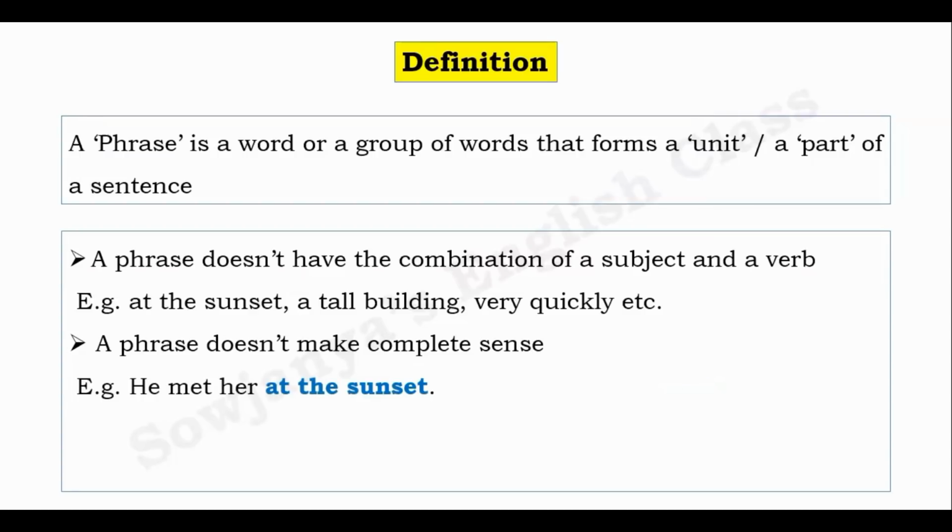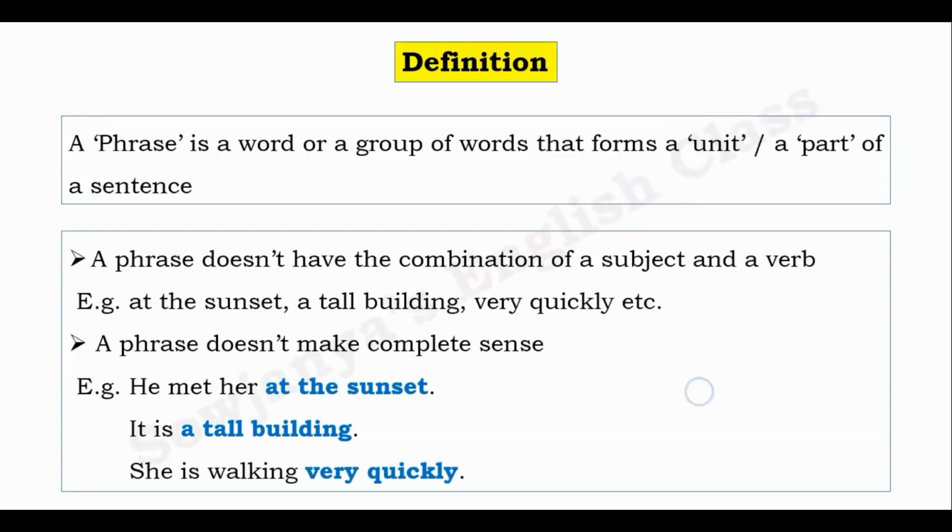Example, he met her at the sunset. Without "he met her", simply by mentioning "at the sunset", it doesn't make any sense. It is a tall building. If we don't mention "it is", then what is "a tall building"? It doesn't make sense. She is walking very quickly. Without mentioning "she is walking", simply "very quickly" doesn't make any sense at all. So, a phrase doesn't make complete sense.